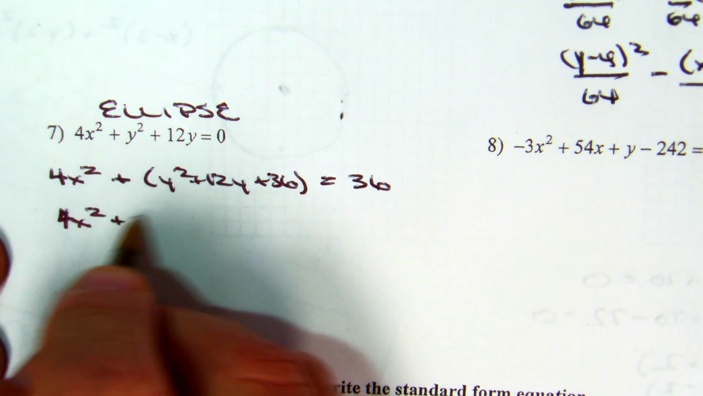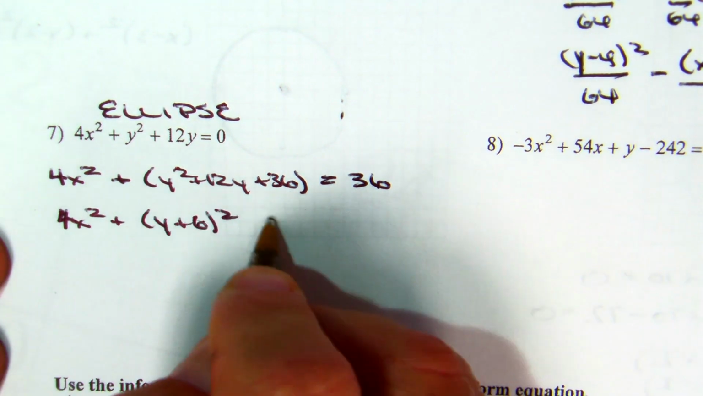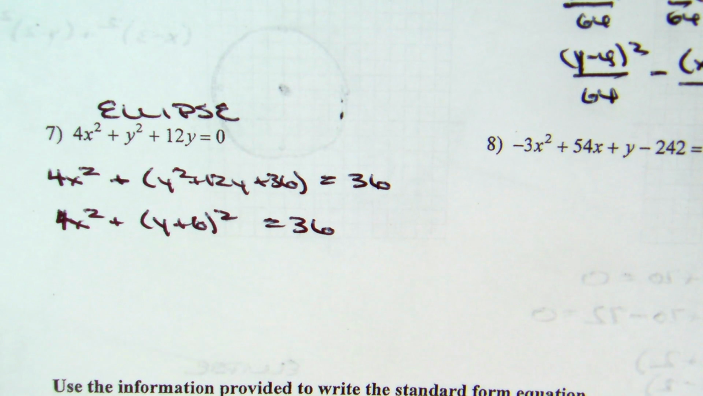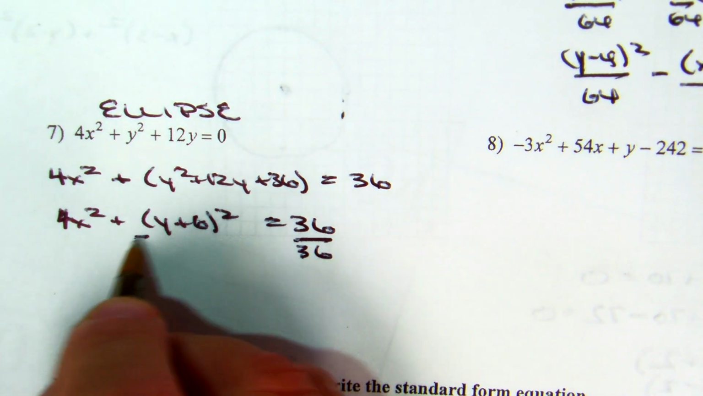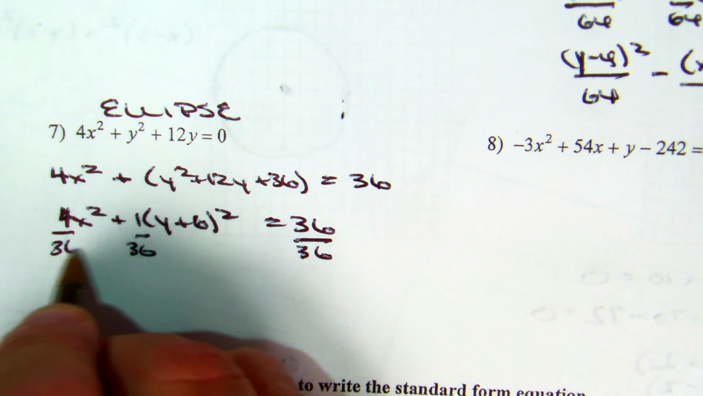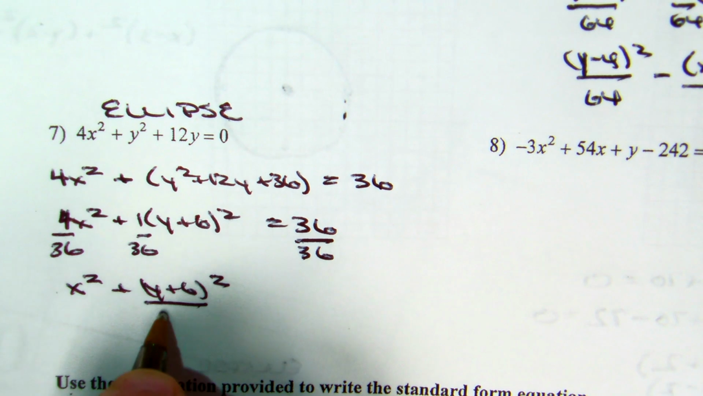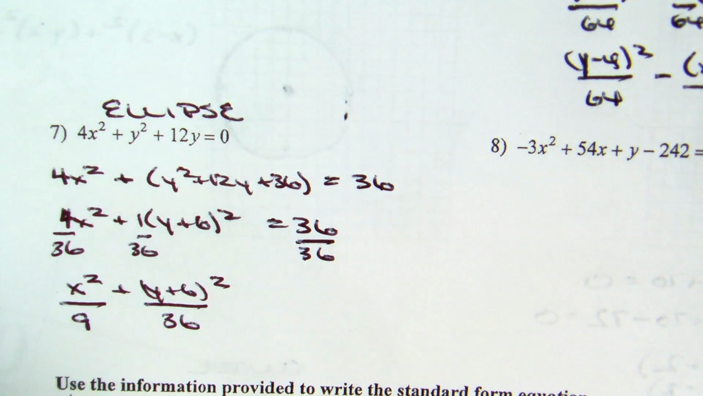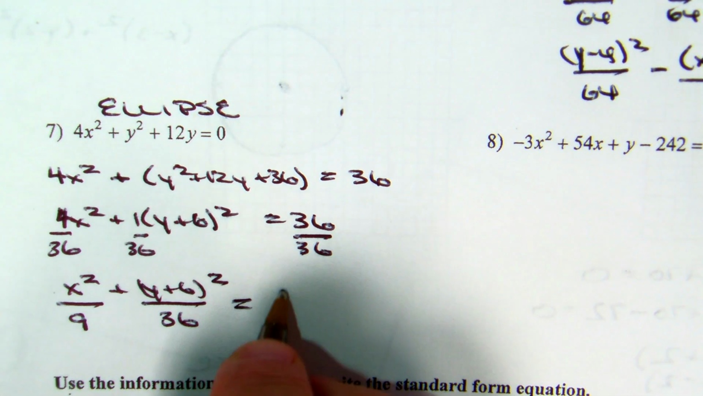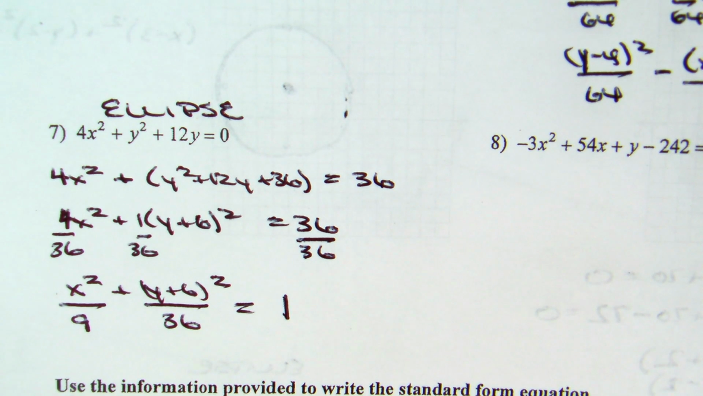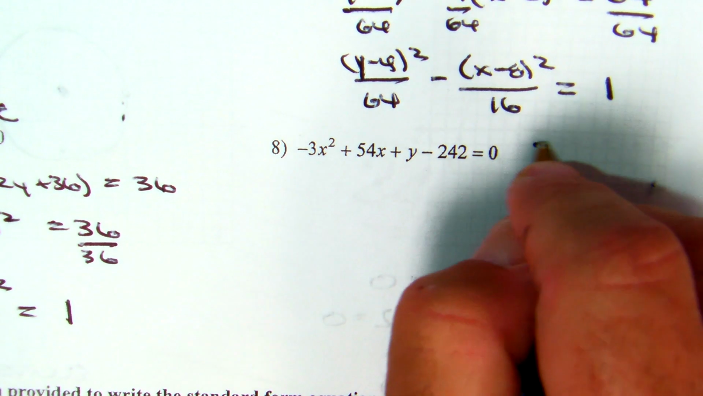4x squared plus y plus 6 squared equals 36. Divide both sides by what? 36. Good. I got x squared over 9 plus y plus 6 squared over 36 equals 1. And we've done a circle, hyperbola, ellipse. That leaves us with what? Parabola.